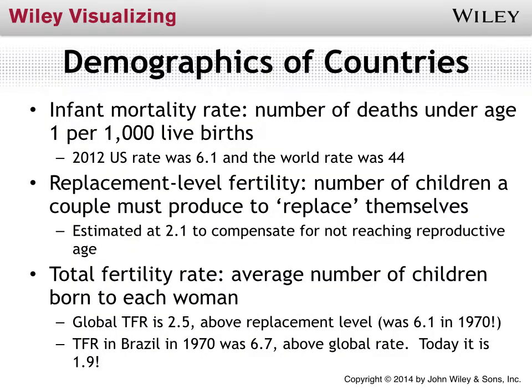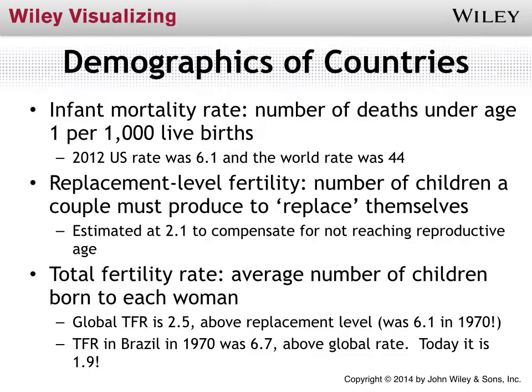Another factor that we look at to distinguish developing and developed countries is the infant mortality rate. How many children under the age of 1 die per 1,000 births. In the U.S., the rate was 6.1. So about 6 out of every 1,000 children born in the U.S. die. Compare that to the worldwide average of 44. So again, a number that is substantially greater in those developing countries than in a developed nation like the U.S.